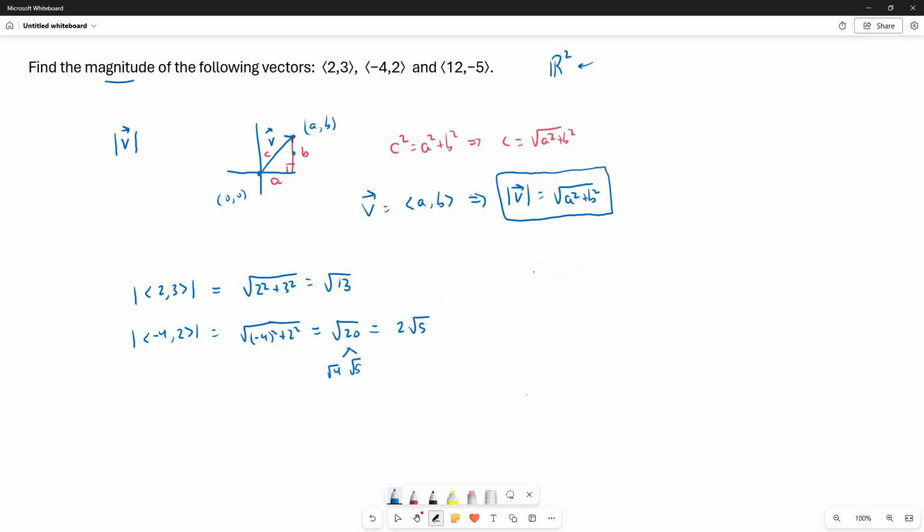And finally, the magnitude of (12, -5) is the square root of 12 squared plus (-5) squared, and that's the square root of 144 plus 25, and that's 169, and the square root of 169 is exactly 13. So the magnitude of a vector in R2 is found by taking the square root of the sum of the squares of the components.